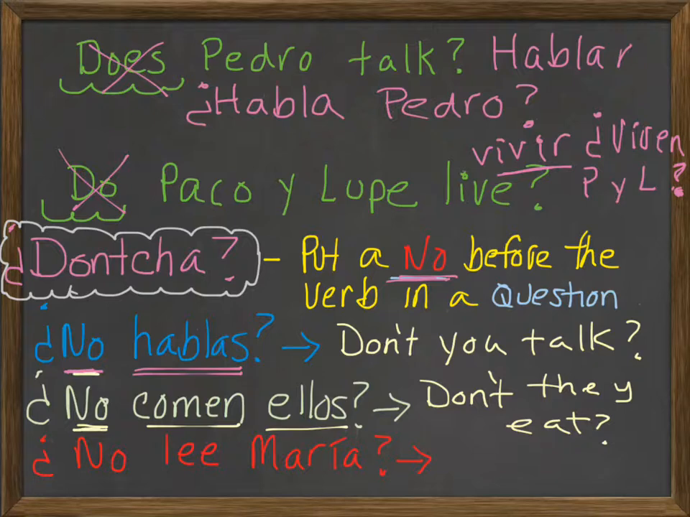Okay, and then the last one is no lee Maria. Lee comes from leer, which means to read. So this means, doesn't Maria read? Oh, I didn't spell that right. Well, that's supposed to be doesn't. Doesn't Maria read? Okay. Oh, that's a question mark.